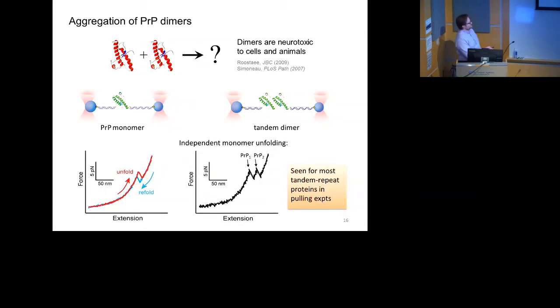So this is the unfolding and refolding of just a monomer of prion protein. A single transition, which indicates that there are no intermediates. It's just either natively folded or unfolded. That's it. Two-state transition, pretty simple.